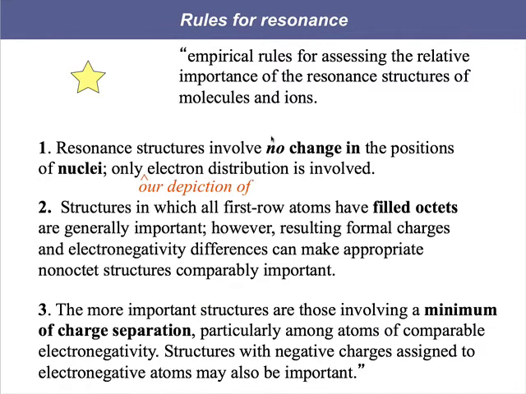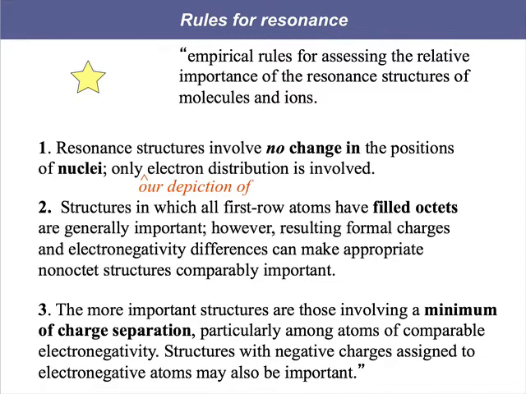Third, the more important structures are those involving a minimum of charge separation, particularly those among atoms of comparable electronegativity. So if we have a choice of no charge separation versus charge separation, generally speaking, as long as our atoms are similar, we're going to take the one with minimum charge separation. And then it says structures with negative charges assigned to electronegative atoms may also be important. So having a negative charge on an O is pretty good. Having a negative charge on an N is okay. Having a negative charge on a C, not so great.